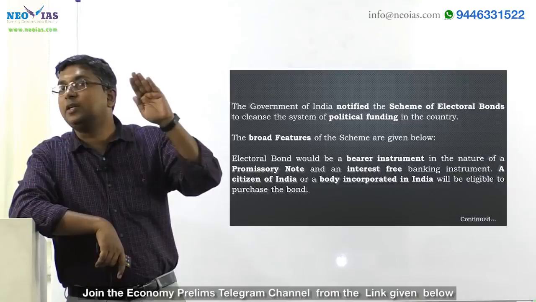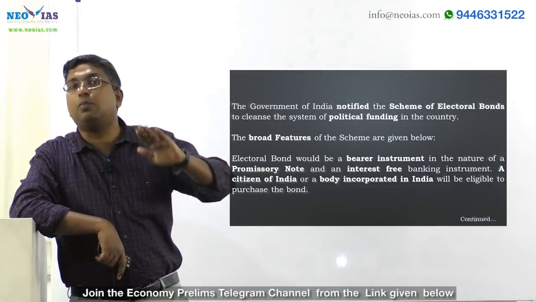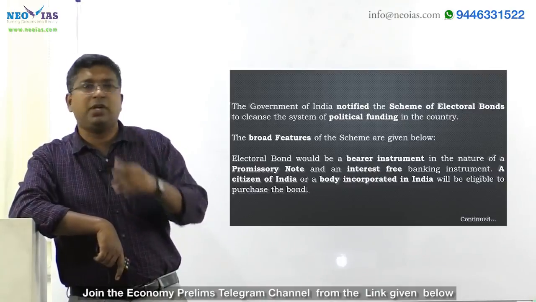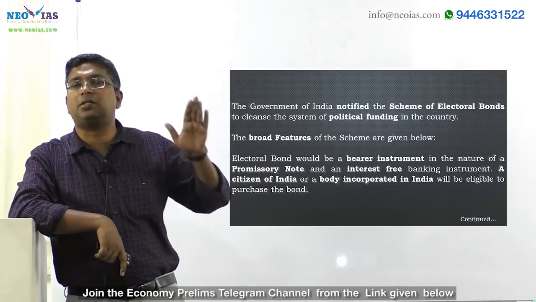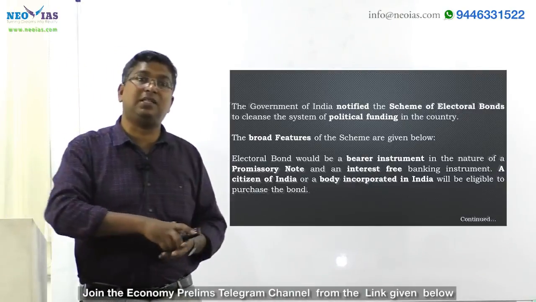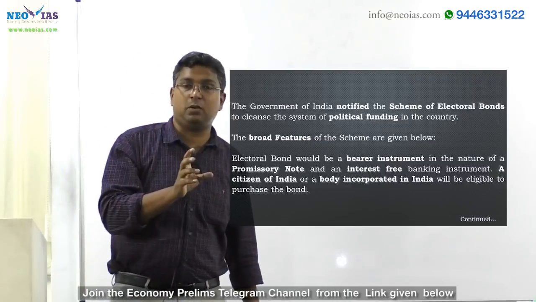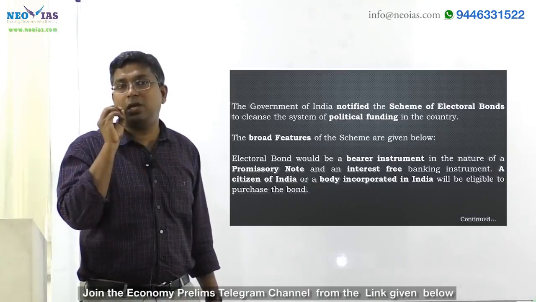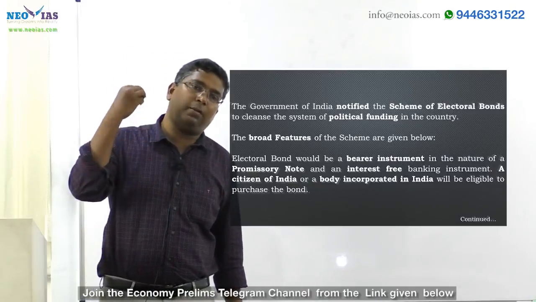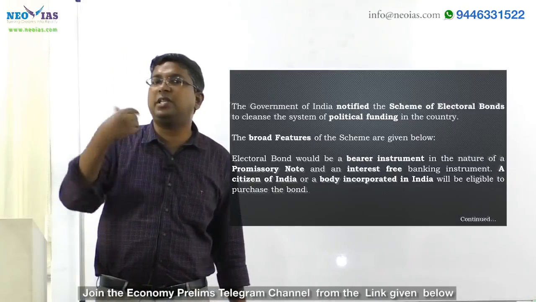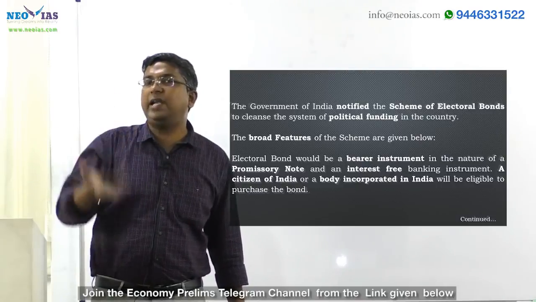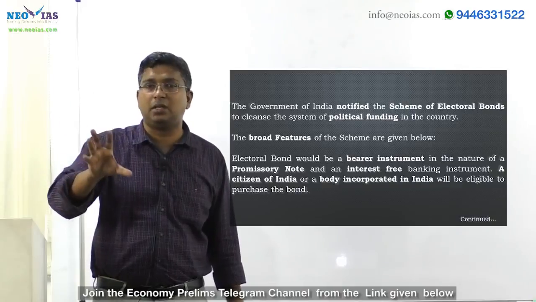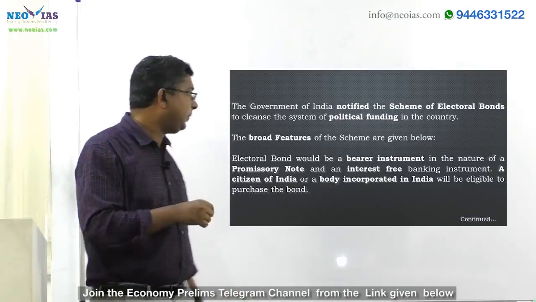So don't get confused with the bonds we have studied till now, which have an interest rate, but this electoral bond is an interest free banking instrument. It is only a banking instrument. It means that it can be purchased through banks only, and if you want to redeem it, that also can be done through banks only. So it is a banking instrument which is interest free.